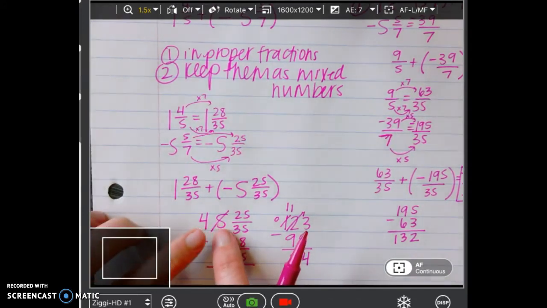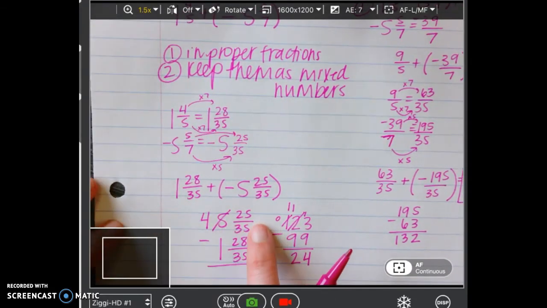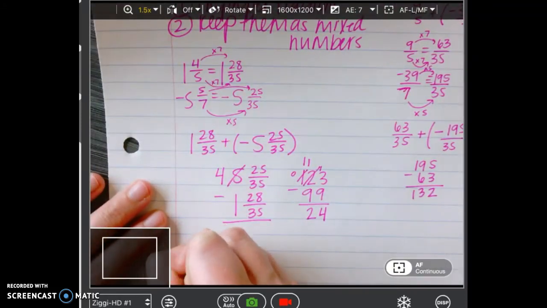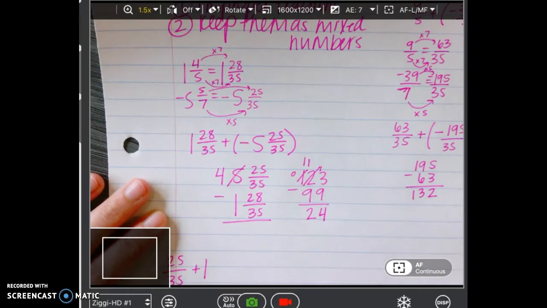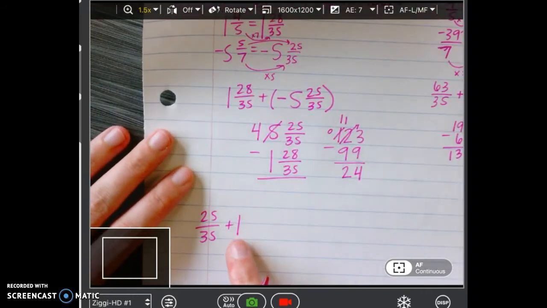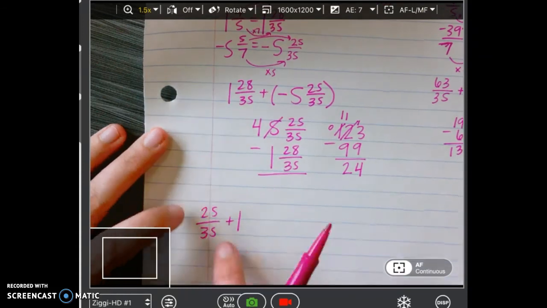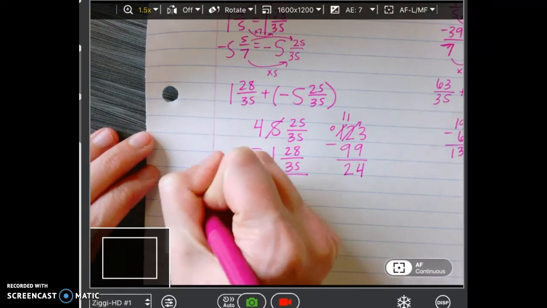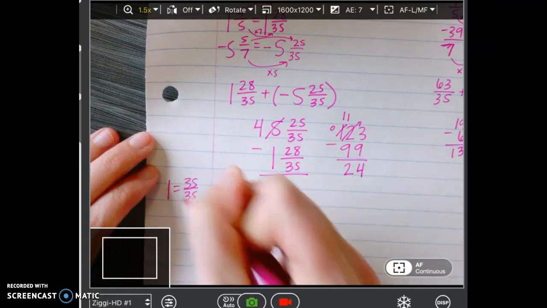So when I borrow 1 from my whole number, I now need to add 1 to this fraction. So if I think about adding 1, I'm going to do that over here, 25/35 plus 1. To be able to add these, I have to have a common denominator. 35 can be their common denominator. So I can think about 1 as 35 over 35.